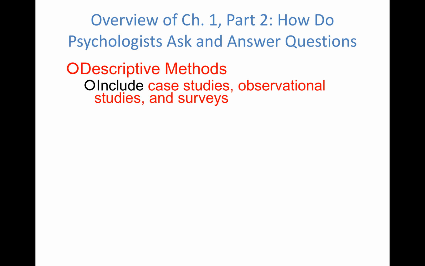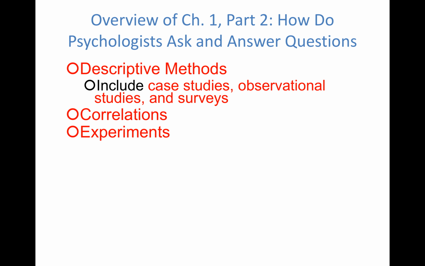making causal inferences. A causal inference is when you can talk about what is driving or causing a particular behavior. You can't make those kinds of inferences with descriptive methods. You have to use an experiment. So these descriptive methods include case studies, observational studies, and surveys. We'll also talk about correlations because they're used so frequently in the social sciences.